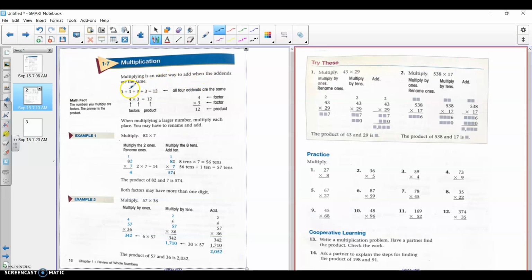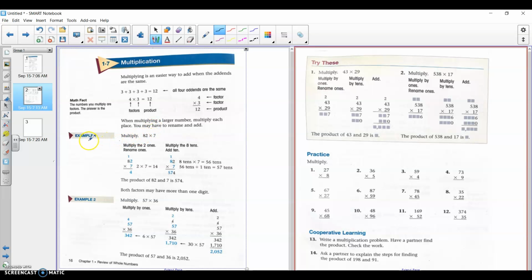So if you had 3 plus 3 plus 3 plus 3, think of this as a perimeter problem. You would add to 12. However, you know that you have 4 sets of 3, so 4 times 3 is 12. So 4 and 3 are your factors. Your answer in a multiplication problem is called a product. When multiplying a large number, multiply each place. You may have to rename and add.